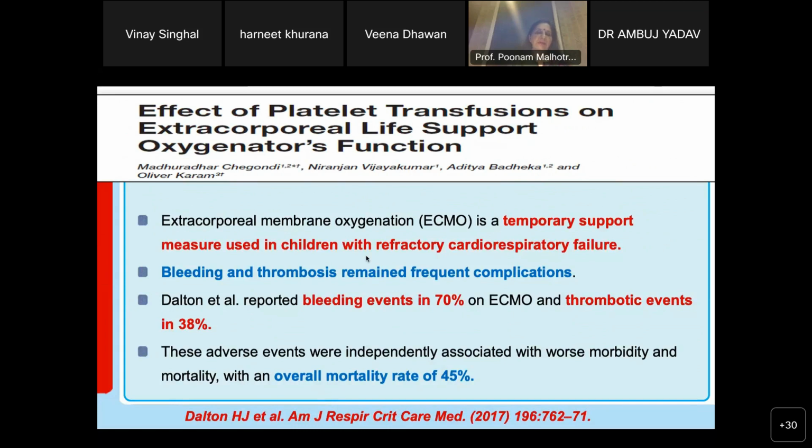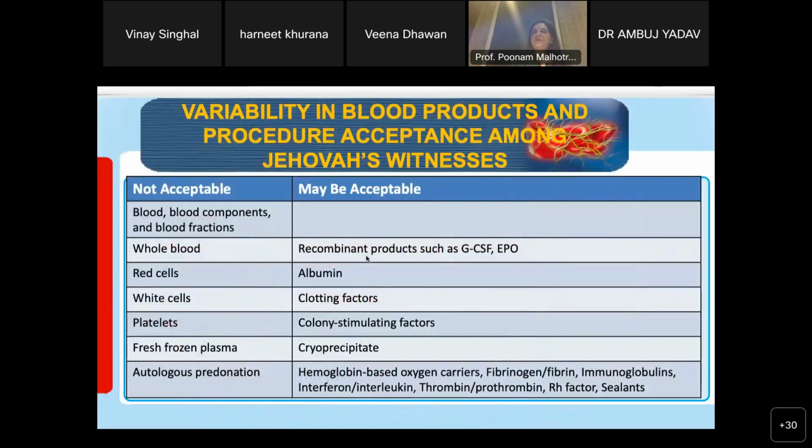This is high, and when you have these high events, the mortality, also reported in this Annals paper by Dalton in the American Journal of Respiratory Care, was as high as 45%, as reported previously, 44% by other authors. Next, please. Platelet transfusions also bring about enhanced mortality, but they should be catered to.